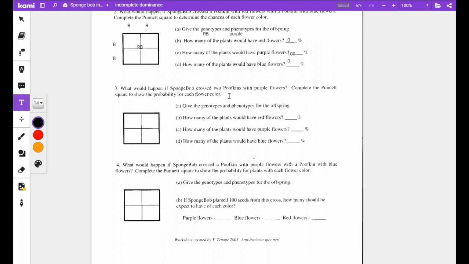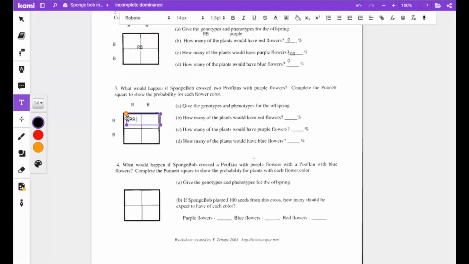What would happen if SpongeBob crossed 2 puffkins with purple flowers? Oh, we've already done this, so that's where I'm going to put an R and a B. And I bet some of you were confused on this. So now at least you're getting the idea of how to do this. I know you say, oh yes, Mr. B, it's so easy when you do it, and I freeze up in class. Just try to look at it the same way I am. You can always raise your hand. So I have 2 big R's here. I'm going to have an RB here, right? RBs.